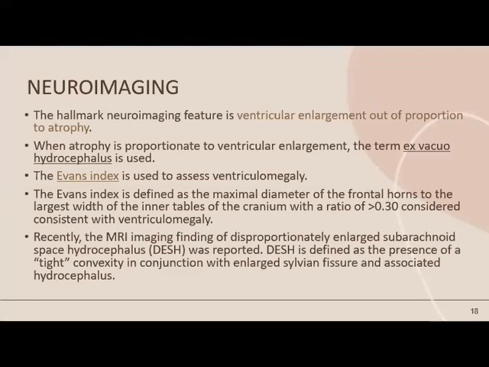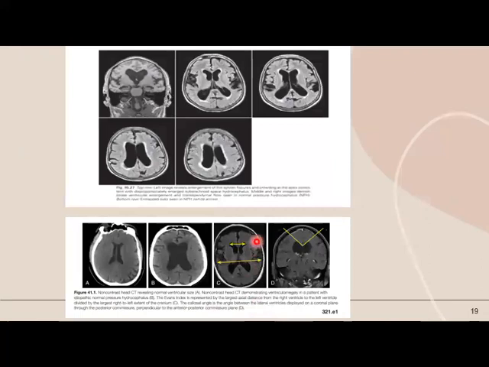Recently, the MRI finding of disproportionately enlarged subarachnoid space hydrocephalus was reported. DESH is defined as the presence of a tight convexity in conjunction with enlarged sylvian fissure and associated hydrocephalus. And these are the neuroimaging. In this diagram, we can see the Evans index, which is the distance between the right lateral ventricle and the left lateral ventricle, relative to the largest inner axial distance of the cranium, and a ratio of more than 0.3 is suggestive of hydrocephalus. And here we can see the presentation of DESH, disproportionately enlarged subarachnoid space hydrocephalus. Here there is tight convexity with enlargement of the sylvian fissure and the ventricles.